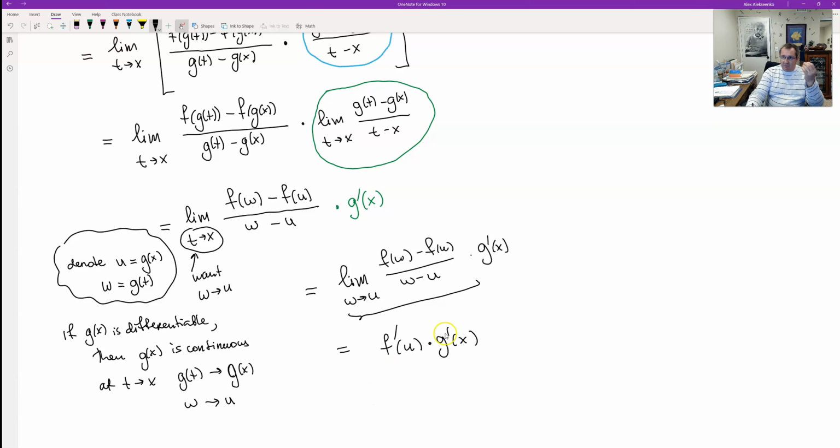This is why sometimes when people describe the chain rule, they say the chain rule is just the product of the derivatives of the two functions. So the derivative of a composition is equal to the product of derivatives, with one little caveat that u is not an independent variable. u is equal to g of x. So we actually will have f prime evaluated on g of x multiplied by g prime x. So that completes the proof of the chain rule in an intuitive way.